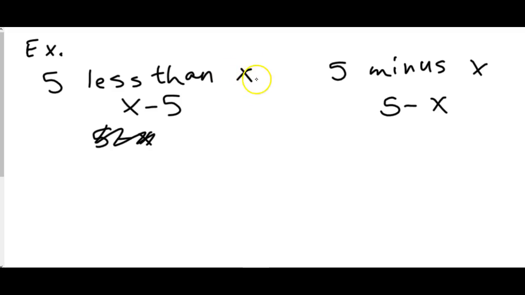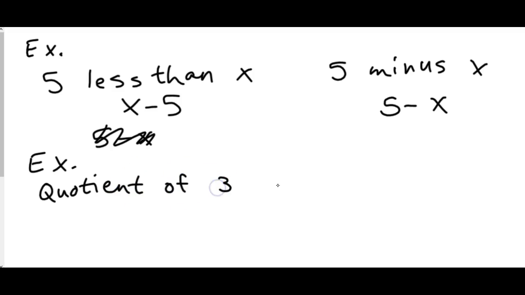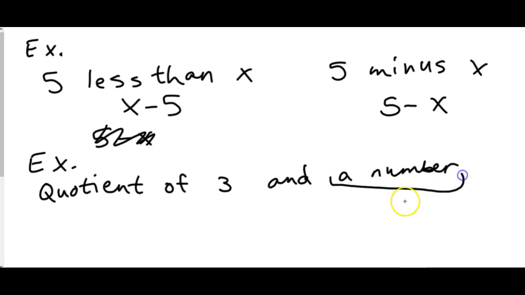Sometimes they won't actually use the letter x. They will just use the word number. Let's say we have the quotient of 3 and a number. So when they say the words "a number," that's where we bring in our variable x.